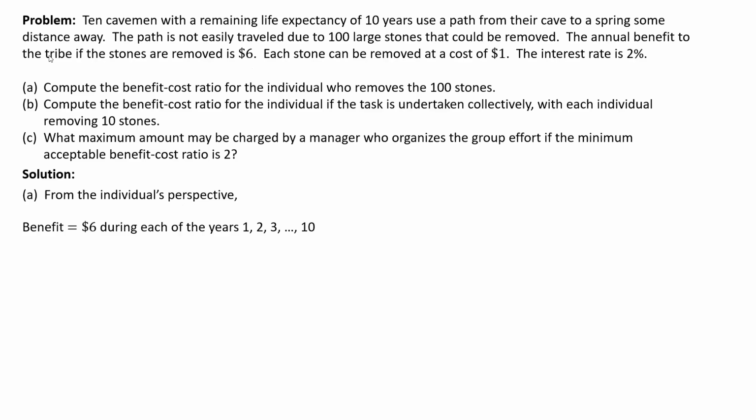So when they say the annual benefit to the tribe if the stones are removed is $6, they're talking about everybody in the tribe. The annual benefit is $6. Okay. And then the cost. Well, 100 large stones, each stone can be removed at a cost of $1. So that individual will be expending 100 times $1, a total of $100 during year zero, right? Because the individual is taking up the project on his or her own.